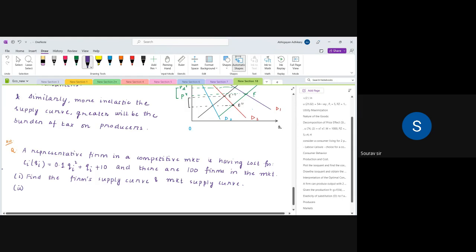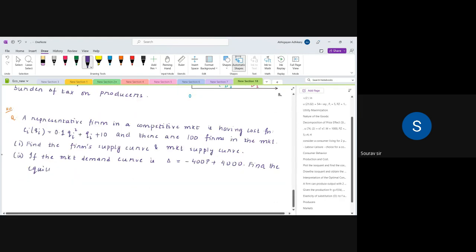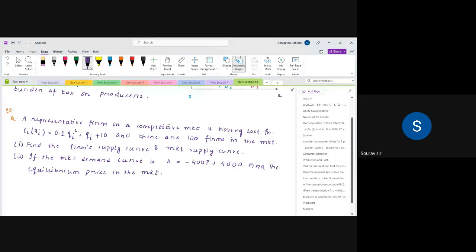And the second part, if the market demand curve is D equals minus 400p plus 4000, find the equilibrium price of the market. Okay. Just give this question a try, all of you. And in the next class, I will be discussing this solution and taking our discussion forward on the taxes part.